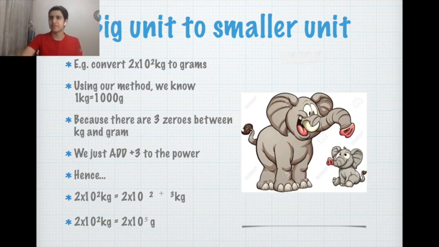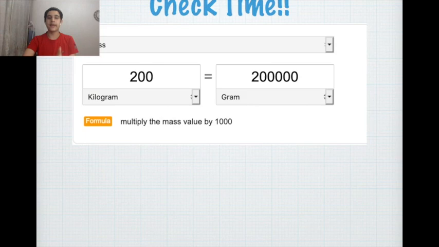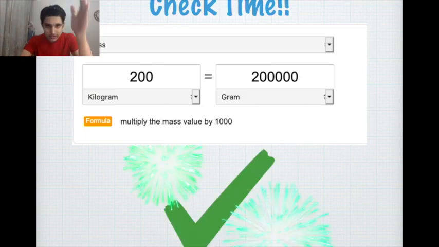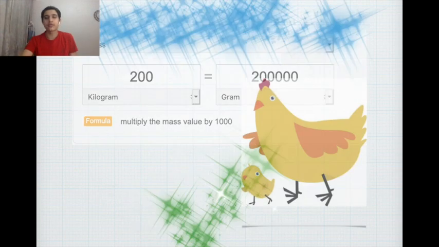Hopefully this is clear. Tell me in the comments if it's not. So we're gonna check it. I used Bing converting to do this, and yes, it's 2 with 5 zeros.